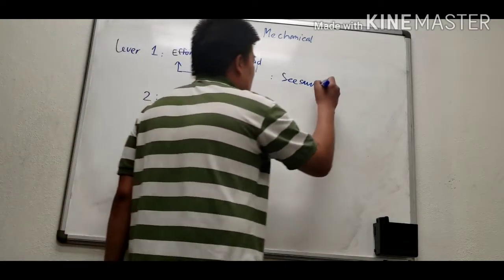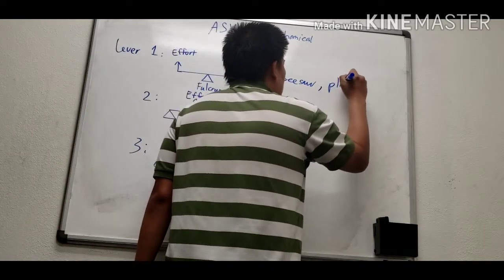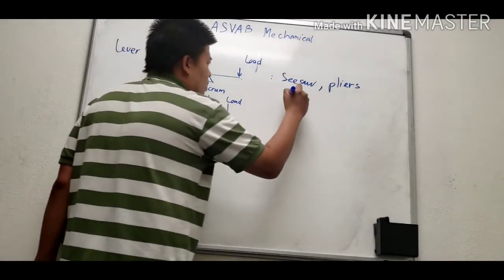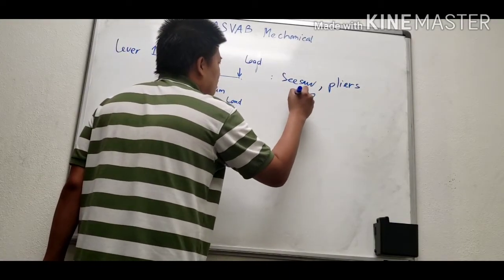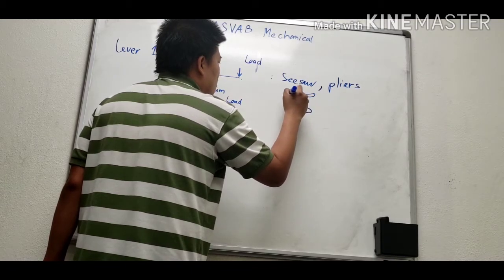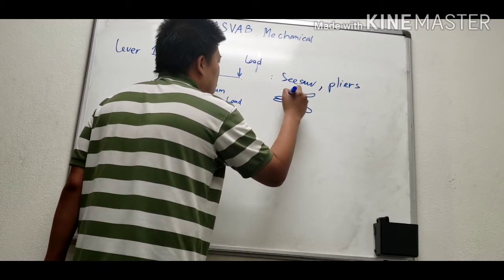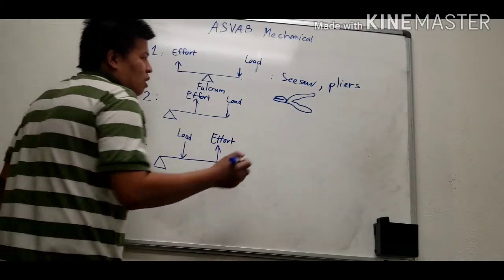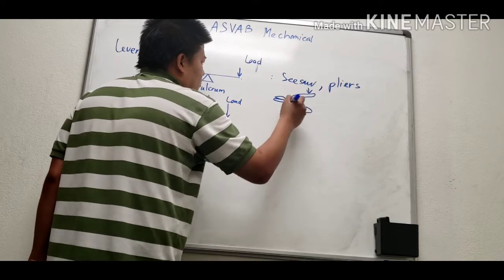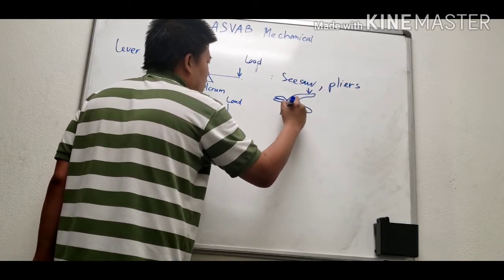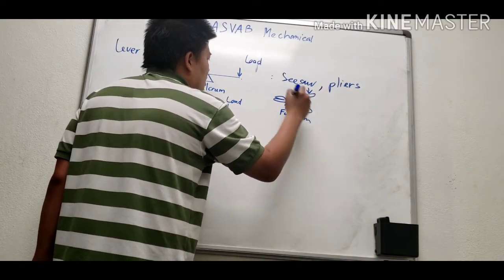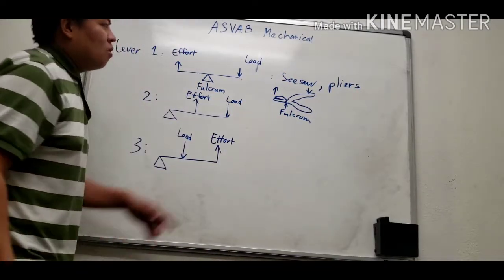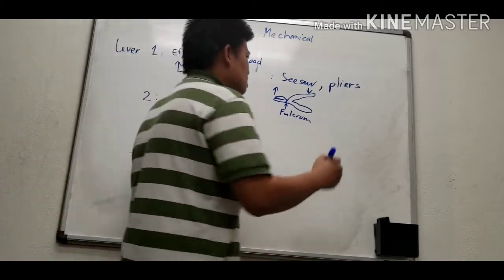Another example is the pliers. We push the force in here, and this is the fulcrum. And we apply the force to cut the object. So the pliers, the scissors.